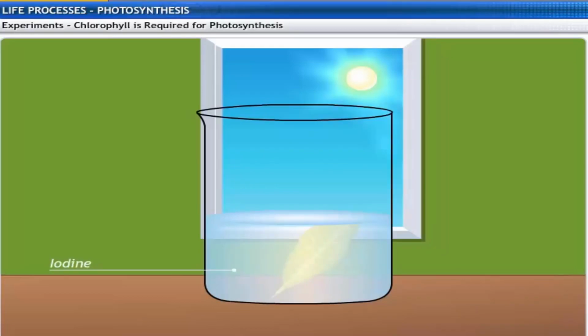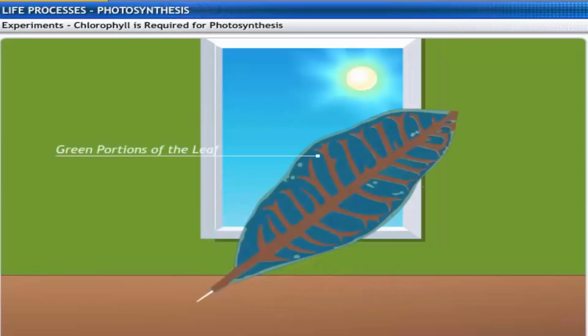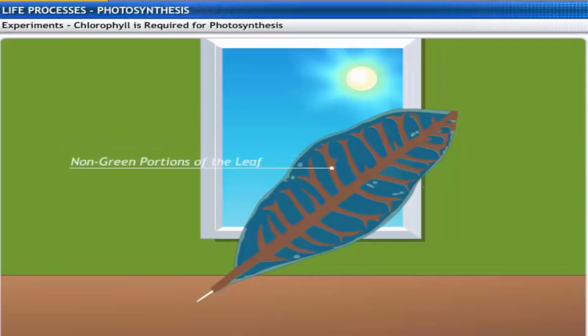Now, dip the leaf in a dilute solution of iodine for a few minutes. The green portions of the leaf turn blue-black, indicating the presence of starch. The non-green portions of the leaf turn brown, indicating that starch has not been formed.